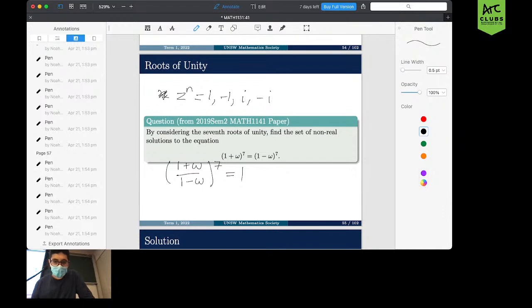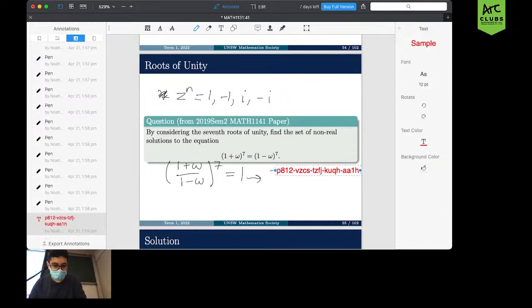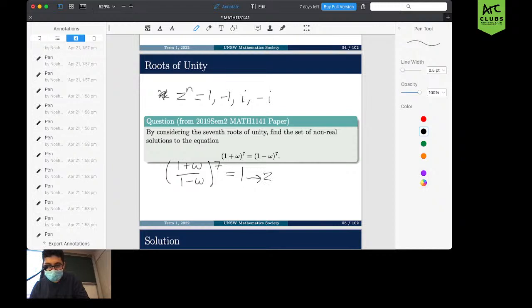So that's why we're allowed to do this, and we have our standard roots of unity equation. Cool. Now, our standard equation is of the form z^n equals one of those four values. Here, our z is equal to (1 + ω) divided by (1 − ω). So that's our z in this case, and now we're solving a standard roots of unity equation.